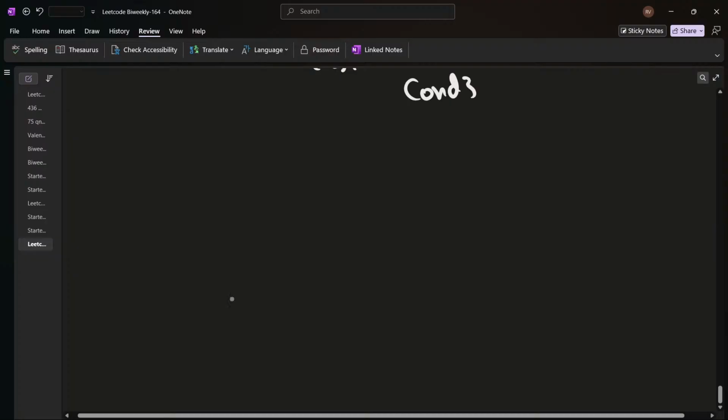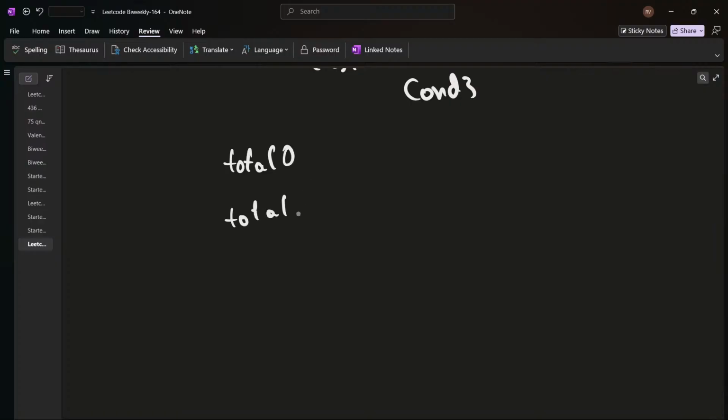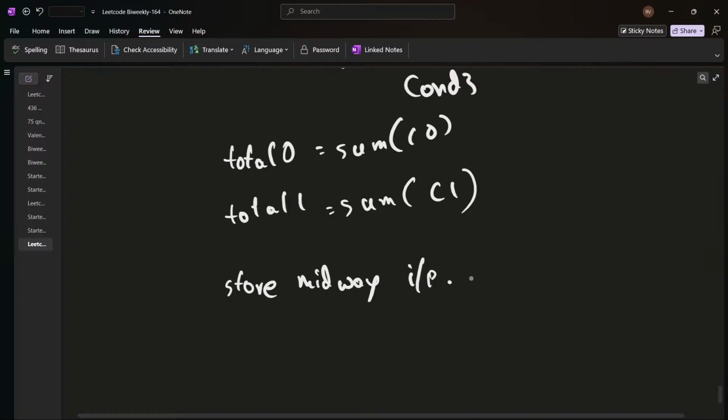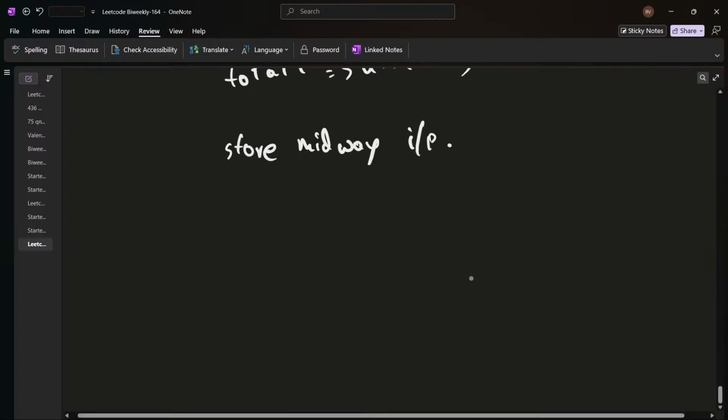After that, total 0, total 0, total 1. This is the sum of all those count 0 values. This is also the sum of count 1, count 0. Then the midway input, store midway input, then I'll call another function.